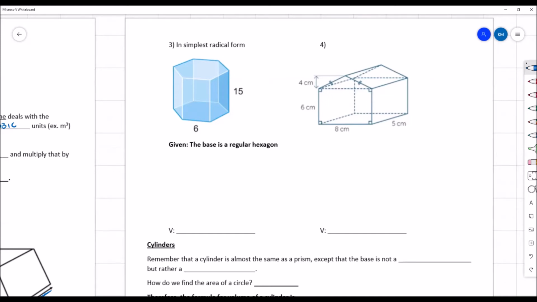All right. Here they're asking us to find the volume of this hexagonal prism. Okay, so they tell us that this base is a regular hexagon. And so we're going to have to find this area the same way that we did. Remember that because it's a regular hexagon, our formula for area of a hexagon was 1/2 the apothem times the perimeter.